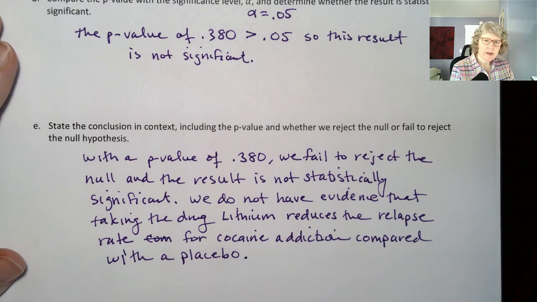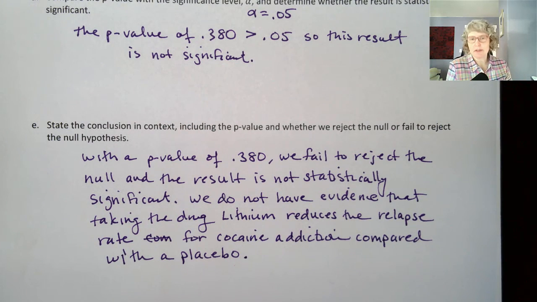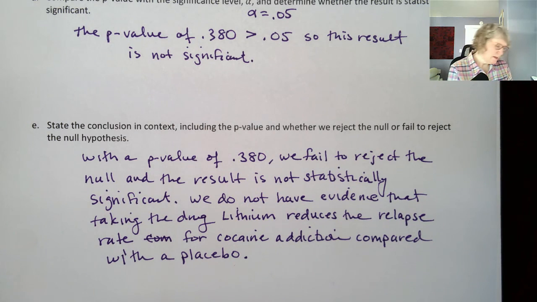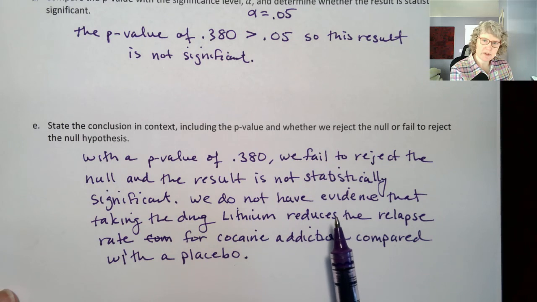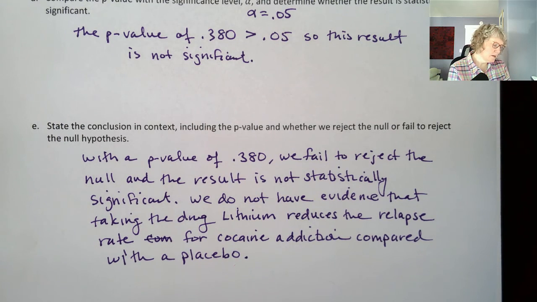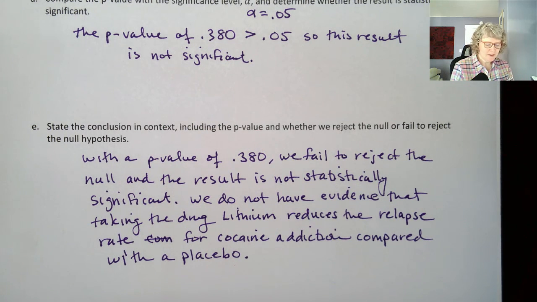Okay, now have we proved that lithium does not work in this case? That's why we want to make sure our studies are repeatable and reproducible. Maybe it was something in the way the study was done. We haven't really proved that it doesn't work. We just don't have evidence that it does work in this case, right? Or maybe it works for something else. So we're just saying what we have evidence or don't have evidence for. We do not have evidence that taking the drug lithium reduces the relapse rate for cocaine addiction compared with a placebo. Okay, great. Well, now you get to practice some of these yourselves, and I'll see you in the next video.